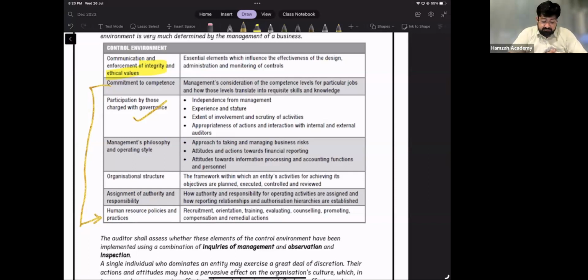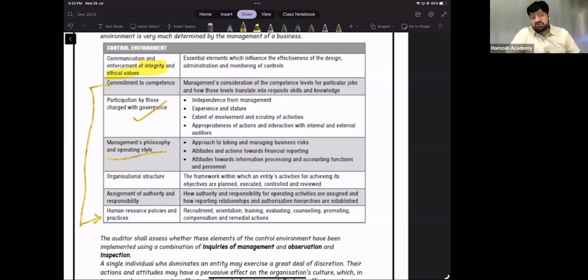Now, the same is the case with directors. When experienced people are present, things remain under control. Everyone is following the rules, the control environment is good. And then, yes, how management thinks about risk. Are their risks good or bad?